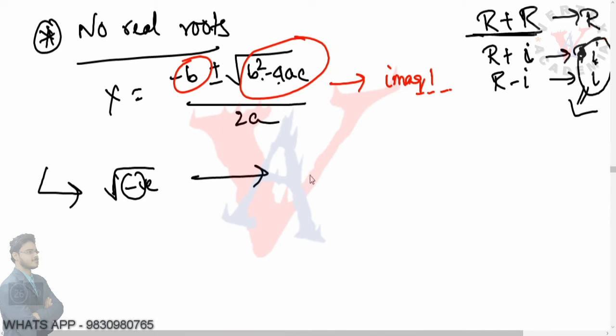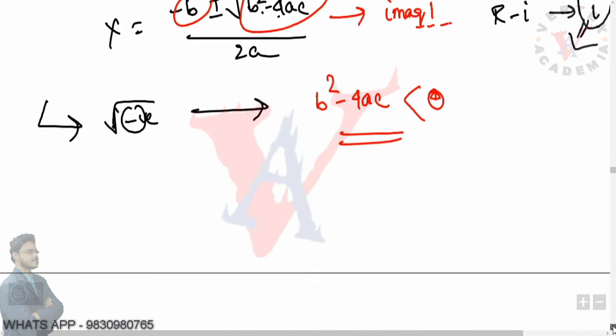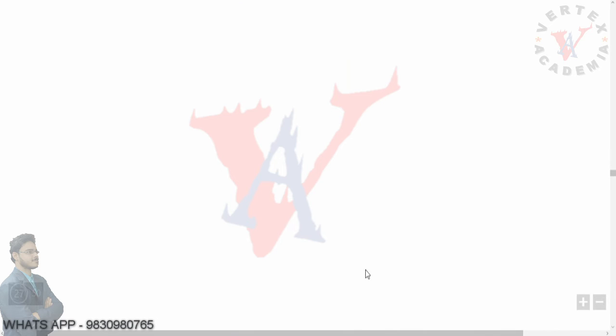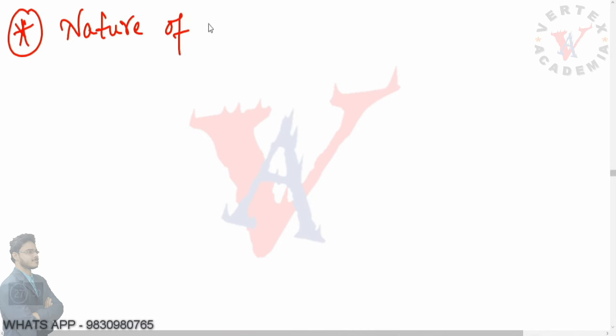So root over negative is imaginary. So if we can get b square minus 4ac less than 0, that is negative, then we get under root negative and the whole thing will be imaginary. So I hope this is clear. So finally, to make a conclusion, what is the conclusion? Nature of roots.